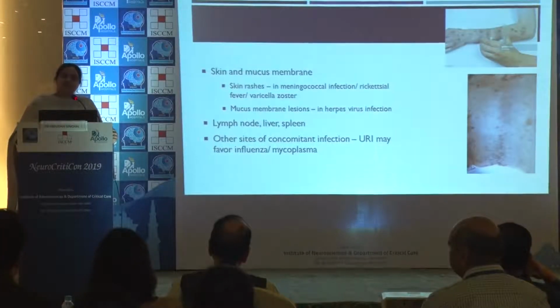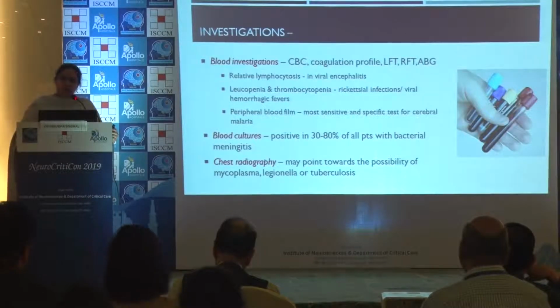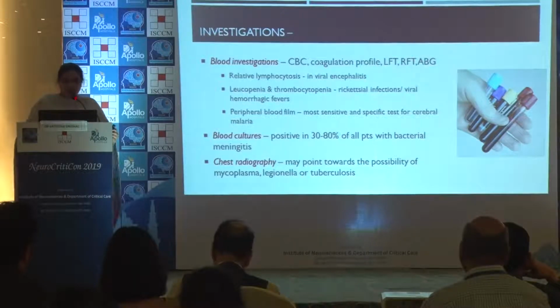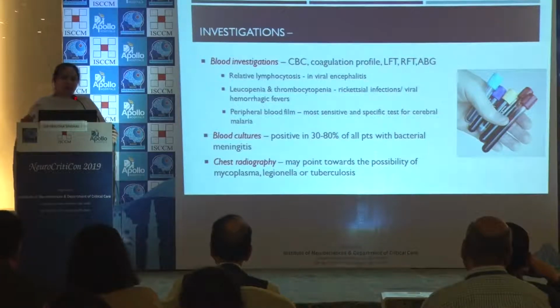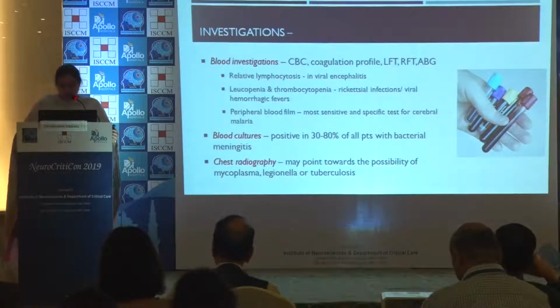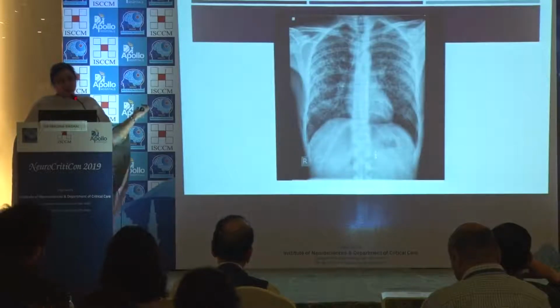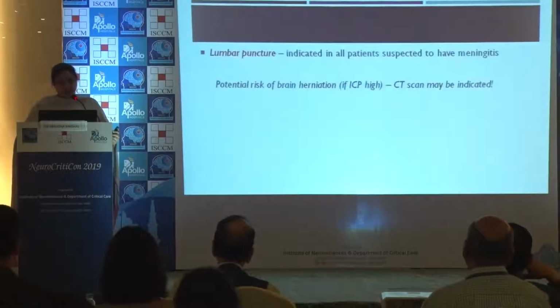There may be skin rashes in meningococcal patients. Then labs: CBC, coagulation, liver functions, renal functions, ABG. You may have relative lymphocytosis in viral encephalitis, leukopenia and thrombocytopenia in rickettsial infections, and a peripheral blood film, obviously, for malaria. You should always send blood cultures in patients suspected to have pyogenic meningitis, but these may be positive in only 30 to 80% of patients. Chest radiography may point towards the possibility of mycoplasma or tuberculosis, a miliary TB, or a mycoplasma infection.